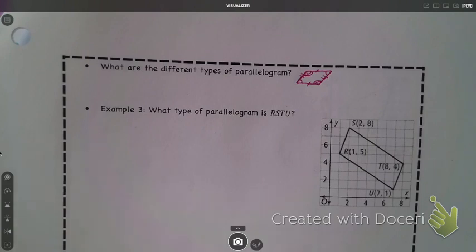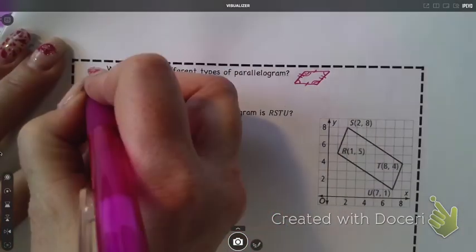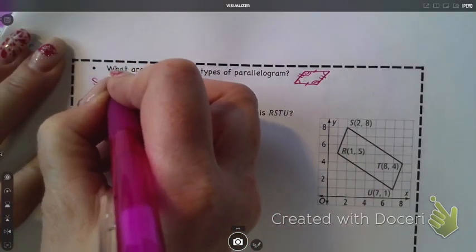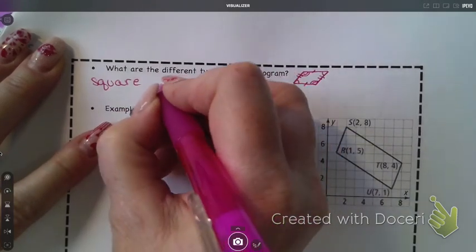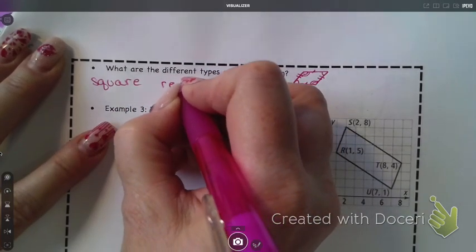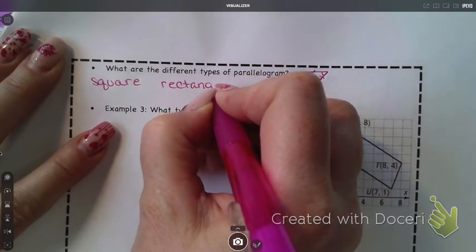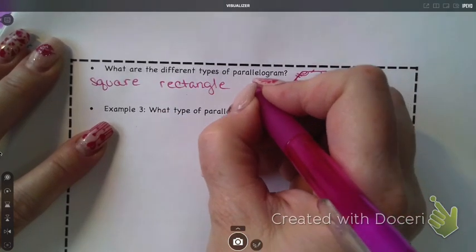Anybody give me one? Square. Rectangle. Yep. And a rhombus.